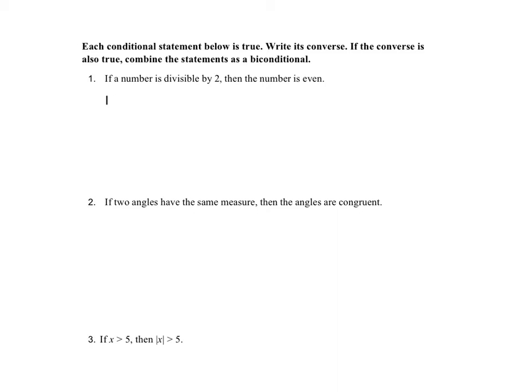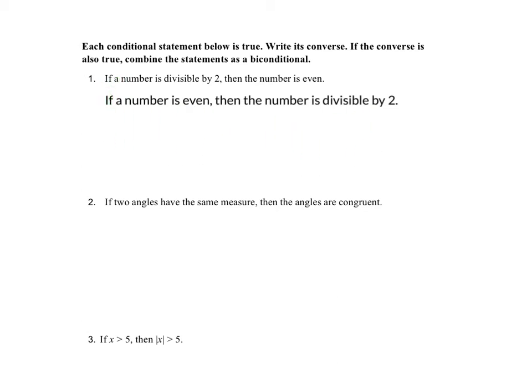If a number is even, then the number is divisible by 2. See, both conditional and converse are true, right? Because a number is even if it's divisible by 2.